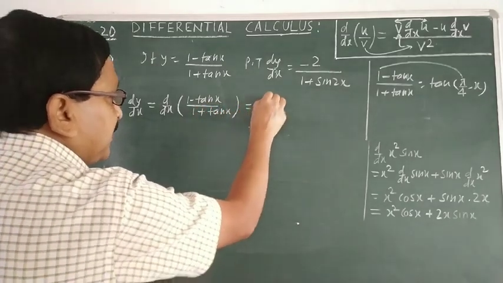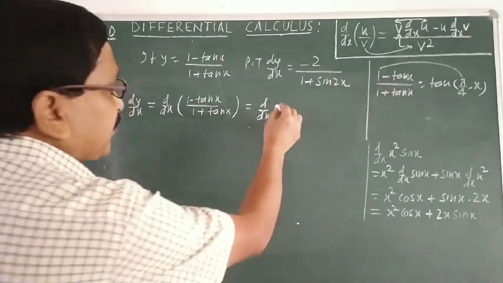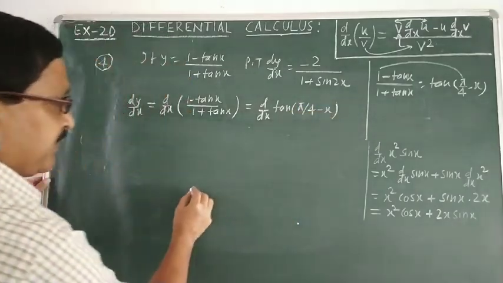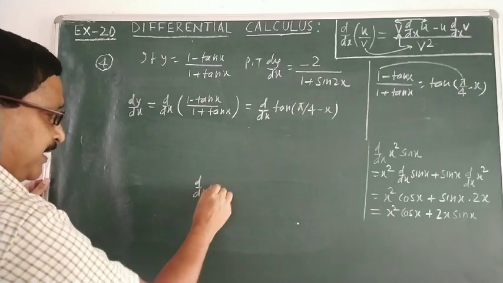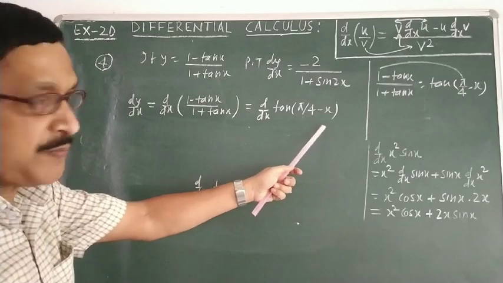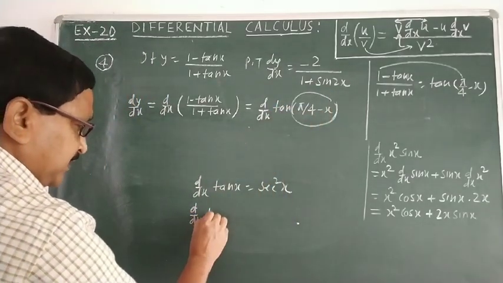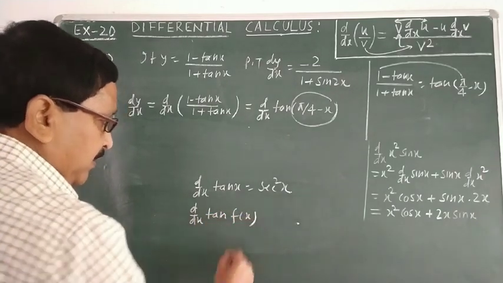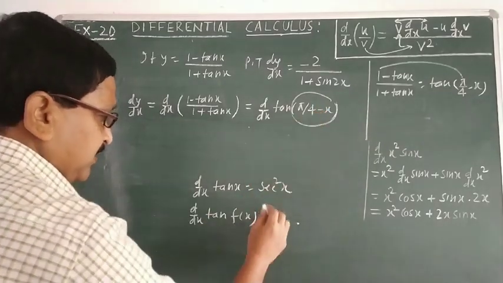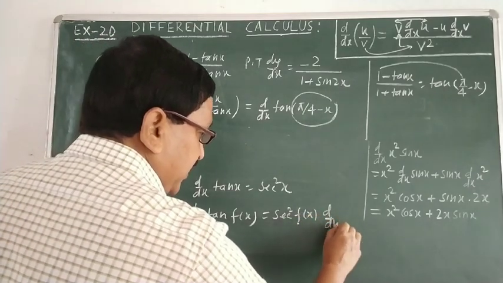After that, we know that 1 minus tan x by 1 plus tan x is tan of pi by 4 minus x. And d by dx of tan x is sec square x. But in place of x, there is f(x). For any function, this is true for x, not for f(x). For any function f(x), d by dx of tan f(x) is equal to sec square f(x) into d by dx of f(x).